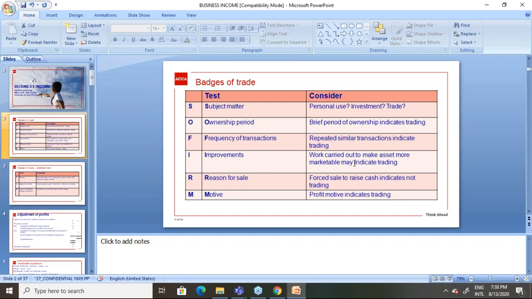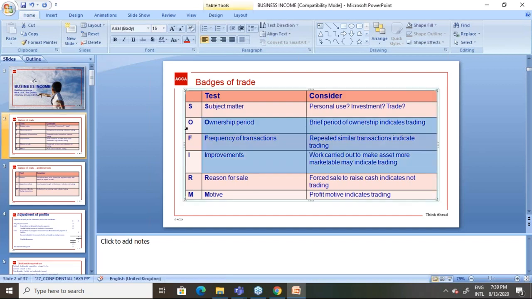So to clarify that doubt, we use something called badges of trade. Now, these are the badges, these are the tests that we are using. Now, remember, one test is not conclusive.